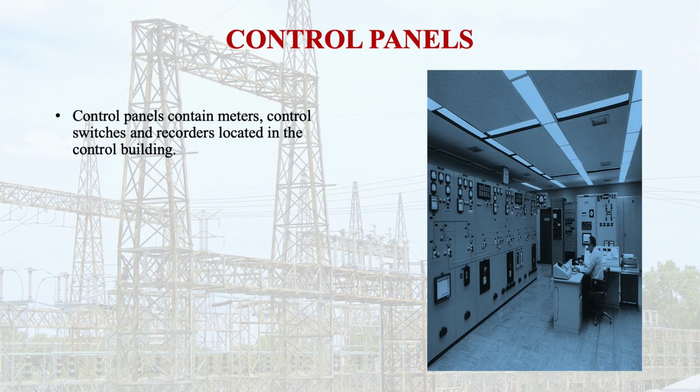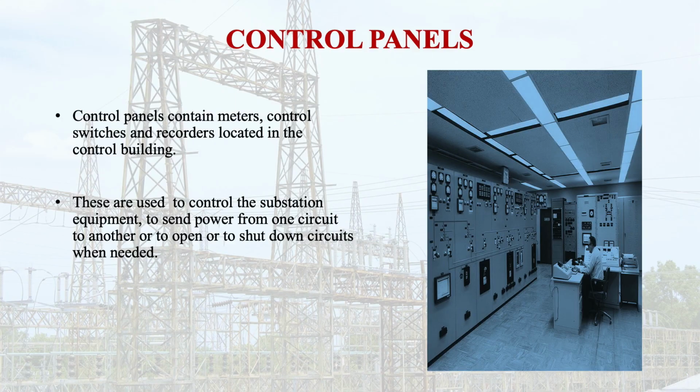So after that you will see that in any substation there are control panels, and the control panels contain meters, control switches and recorders located in the control building. So in a substation you will see that there is a control building which has several control panels. These control panels are basically used to control the substation equipment and to send the power from one circuit to another, or to open or shut down the circuit when needed.